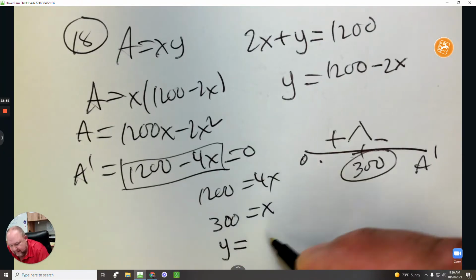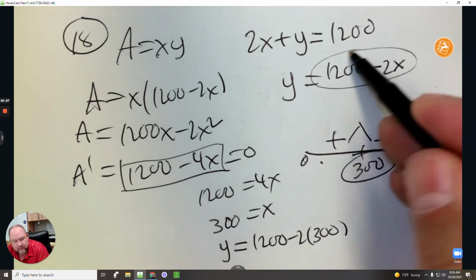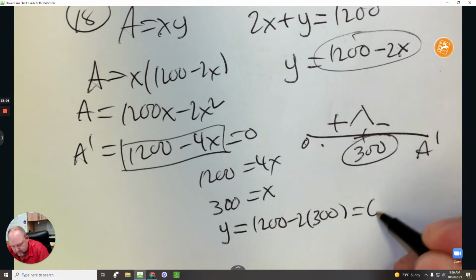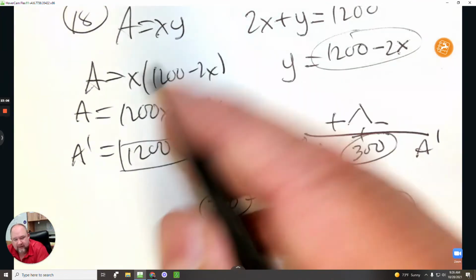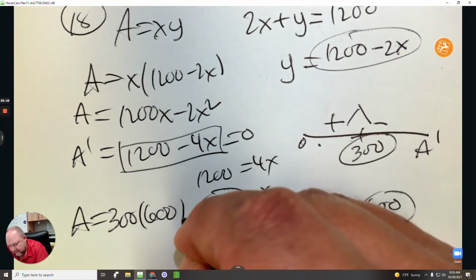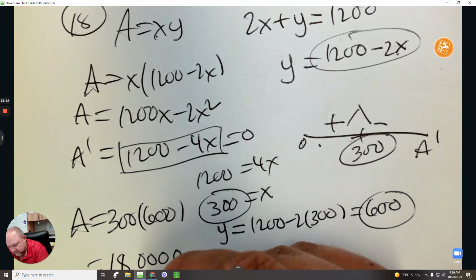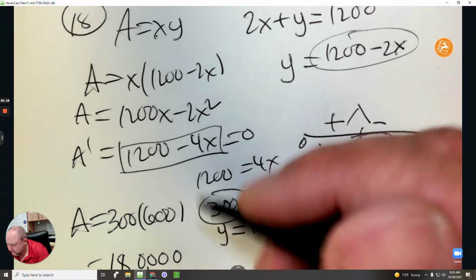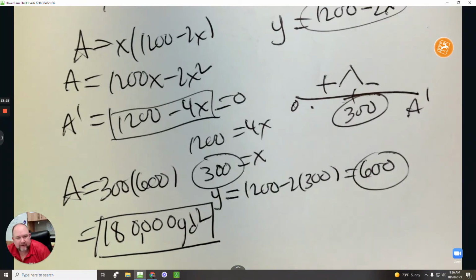That means y is equal to 1,200 minus 2 times 300. So I'm using this, plug 300 for x. That's 600. So 1,200 take away 600 is 600. And then use the area formula, x times y. The maximum area is 180,000 yards squared. That's the maximum area.